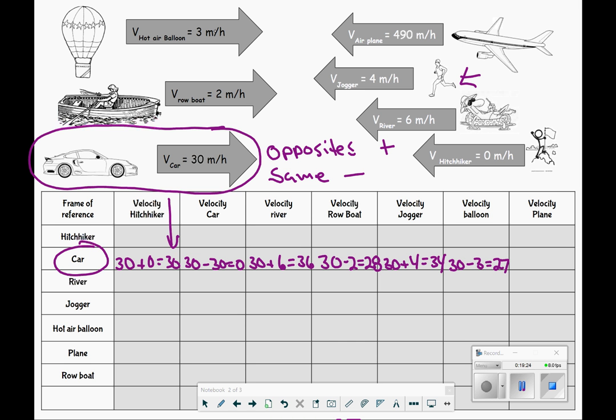Now let's look at the plane. You've got the car and the airplane. Are they going in opposite directions or are they going in the same direction? They are going in the opposite direction. So if they're going in the opposite direction, you're going to add. So you're going to say 30 plus 490, and that equals 520. So from the car's point of view, the airplane is going 520 miles an hour. And from the plane's point of view, the car is going 520 miles per hour.